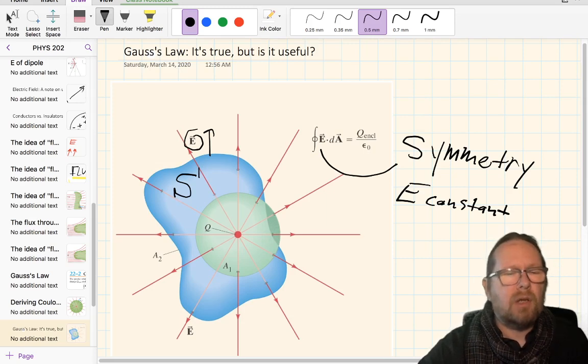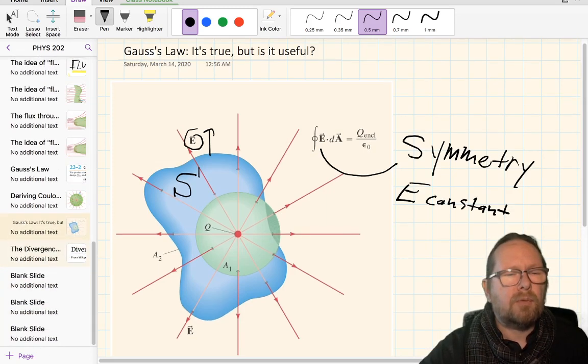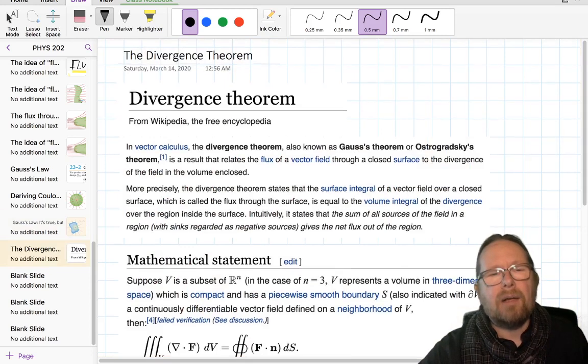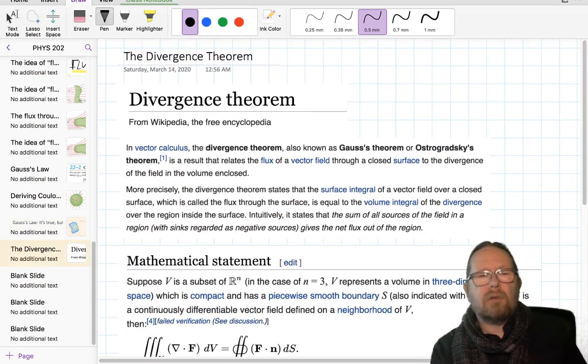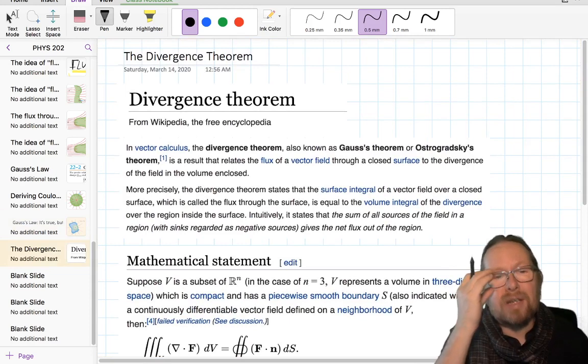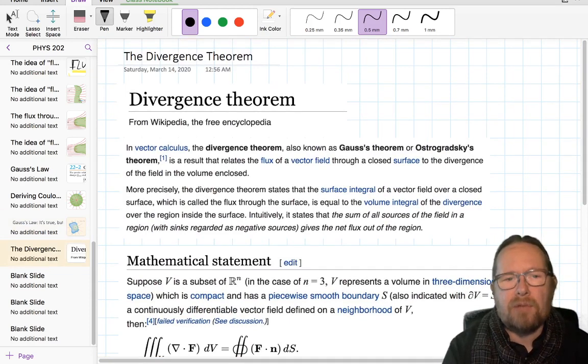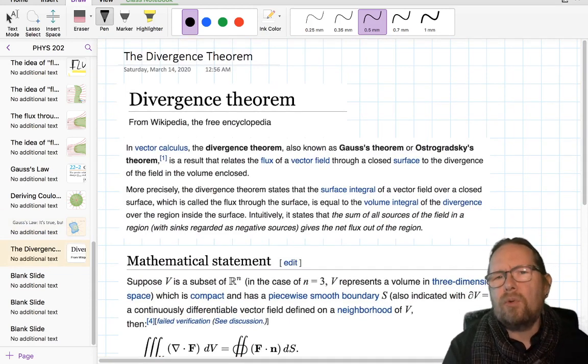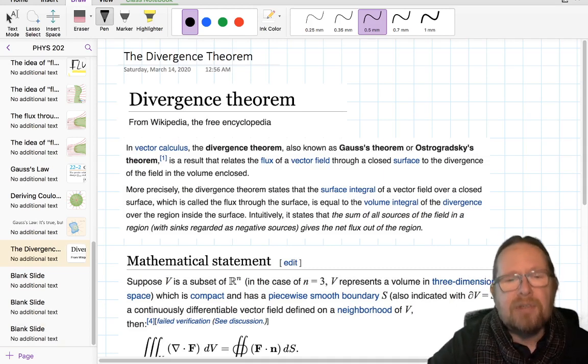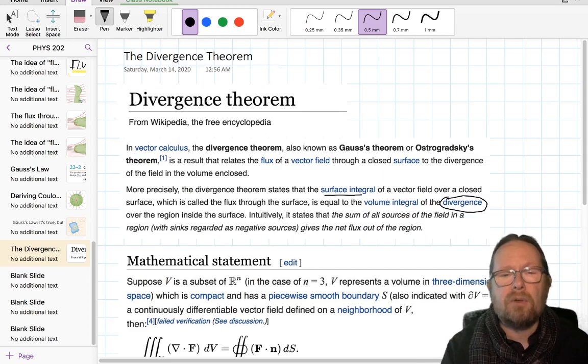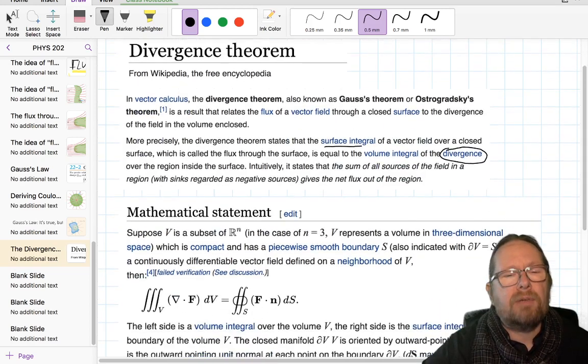I should mention before we end this video that Gauss's law for electromagnetism is just an example of a more general mathematical statement called the divergence theorem. Those of you who took or are taking Calc 3 may have encountered the divergence theorem. It says that if we take the surface integral of some vector field over a closed surface, that is equal to the volume integral of something called the divergence. The divergence is a vector operator. It's something you can calculate about a vector field.